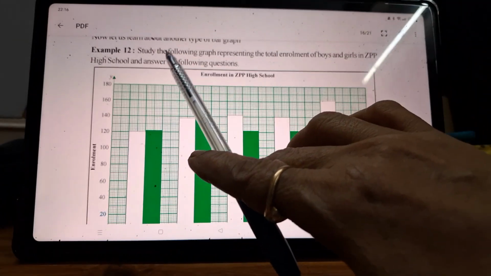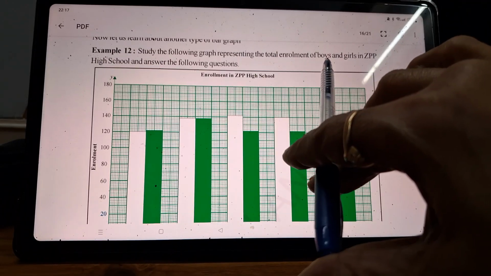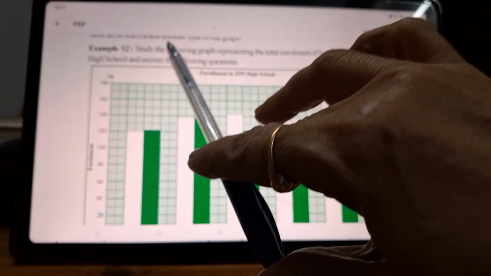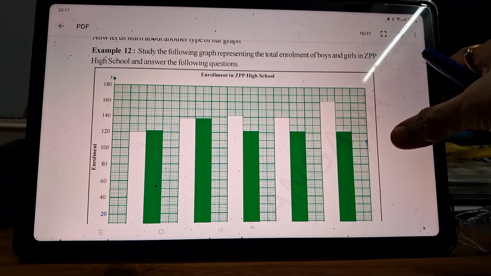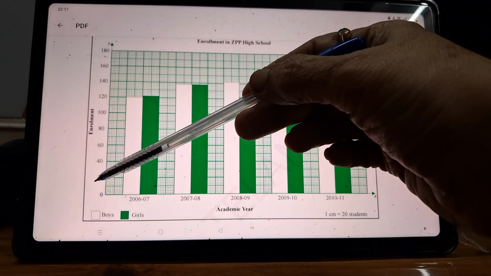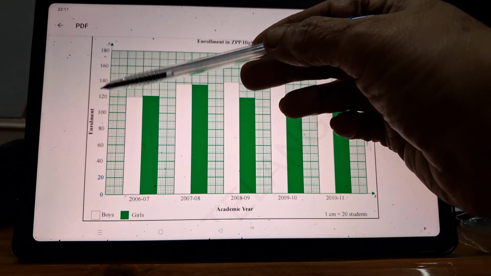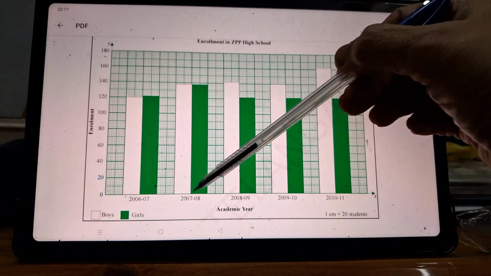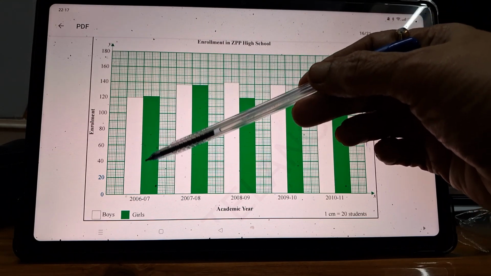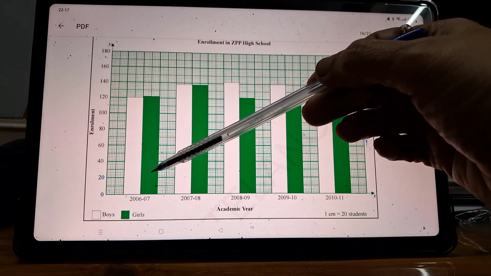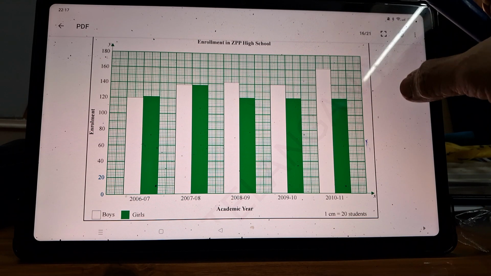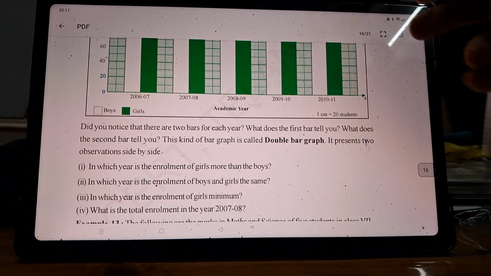Now the 12th one: study the following graph representing total enrollment of boys and girls in ZPP High School and answer the following questions. So these are enrollments in Zilla Praja Parishad High School. Here you have 0, 20, 40. This is the number of students enrolled, and here are years. Here the white one indicates the boys and the green one indicates girls. Together they are giving, so it is a double graph. Okay. Now let us see the questions that they have asked.